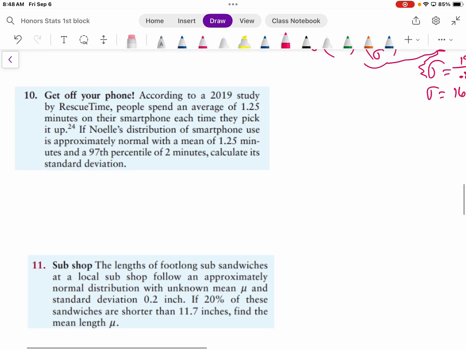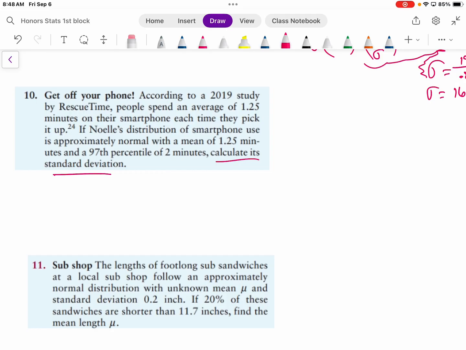Now, number 10. And this is a similar problem. They're asking us to calculate the standard deviation. So right now, we're not ready for that new feature I want to teach in the calculator. Eventually, it should pop up. If it doesn't, I got some things ready to put in there for us to go through.